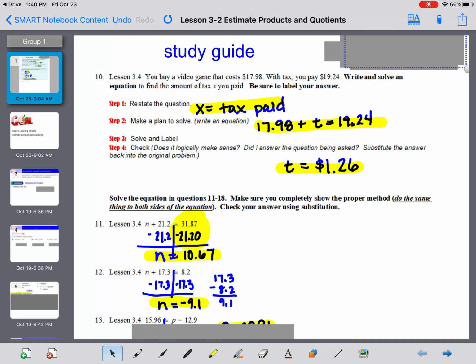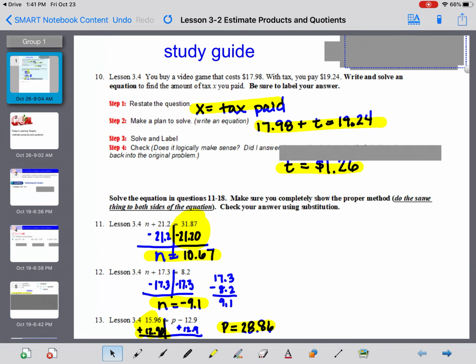Number 13, this time I start with the right-hand side of the equation, where I add 12 9/10 to both sides of the equal sign. When I add 12 9/10, I need to use a 0 placeholder on the left here and solve it, and I get 28 86/100. And then, of course, I encourage you to check your work.